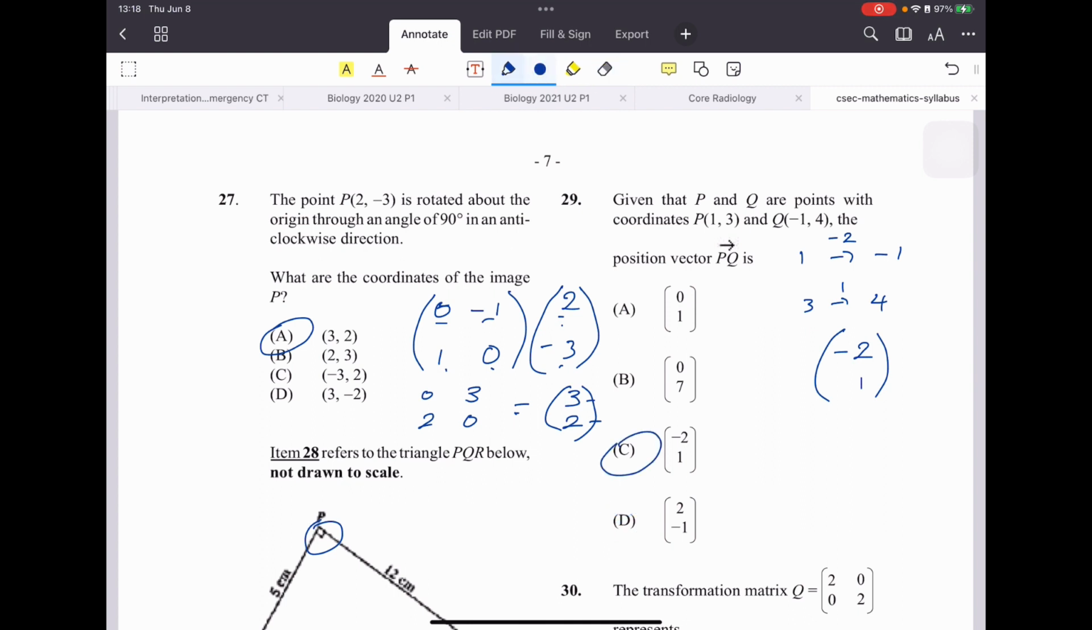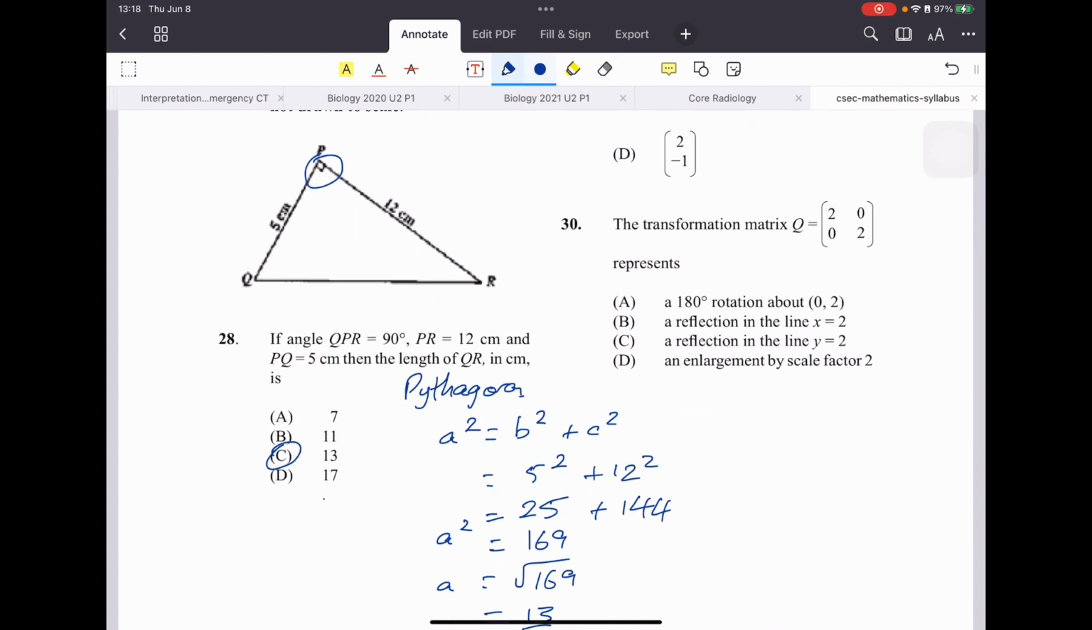It's C. And finally, the transformation matrix (2, 0; 0, 2) represents, and this is a very simple one because all the other transformation matrices, whether it's rotation or translation, they never have anything other than 1, -1, and 0. The only transformation matrices that have any other number are enlargements. So by definition, it is D.